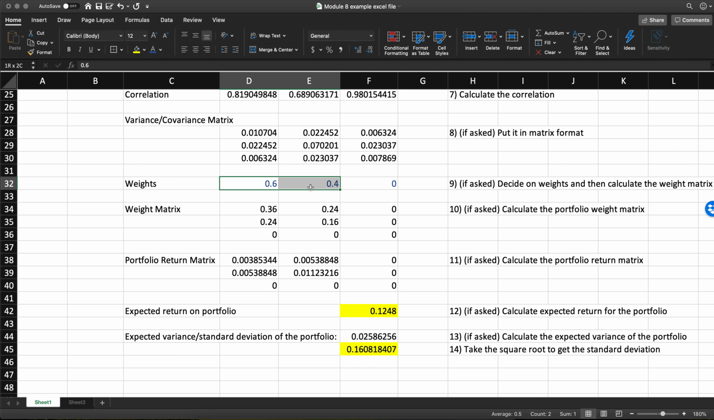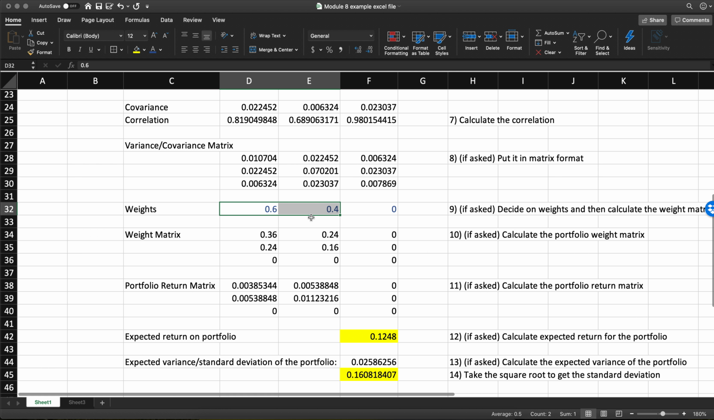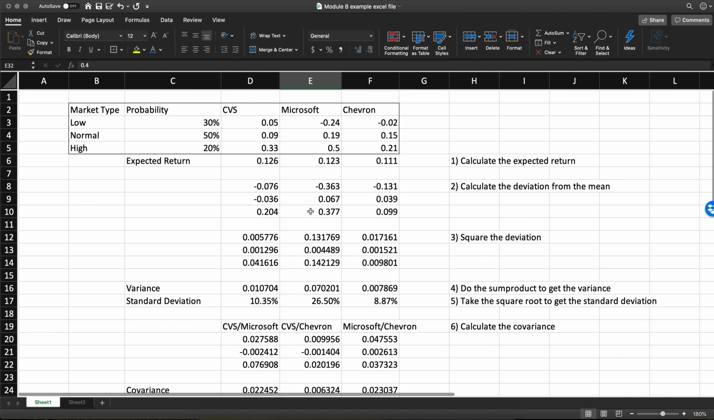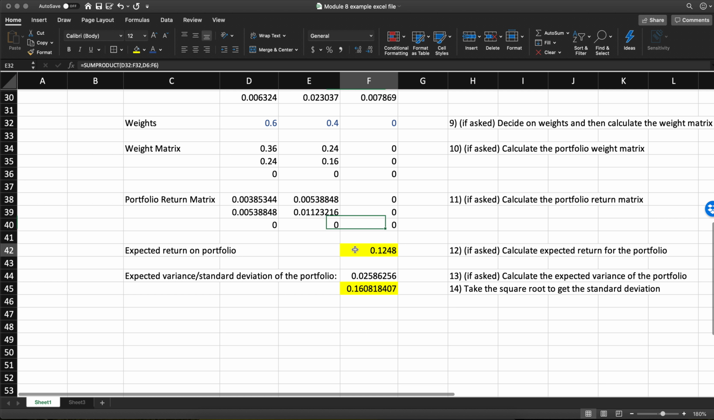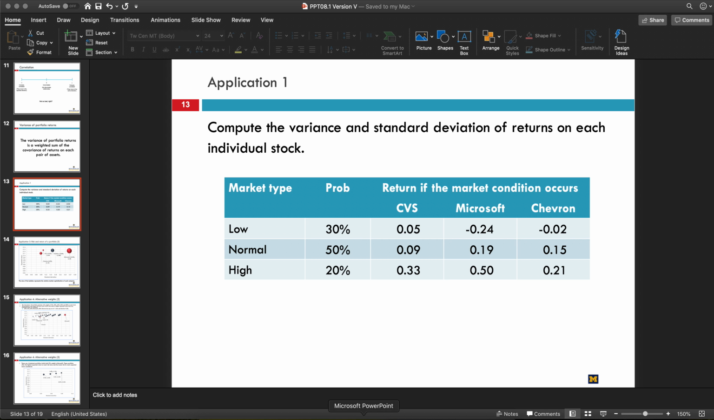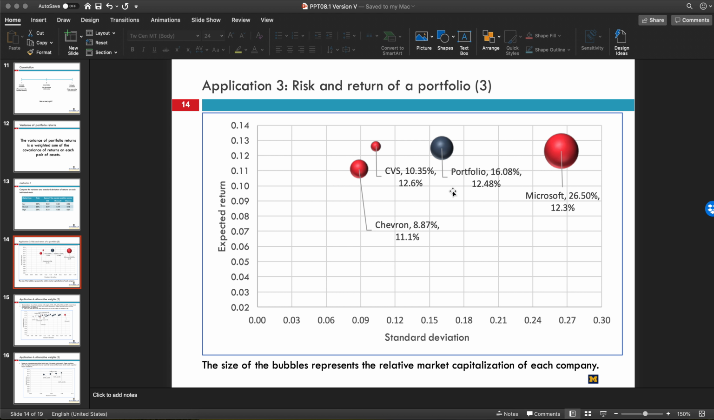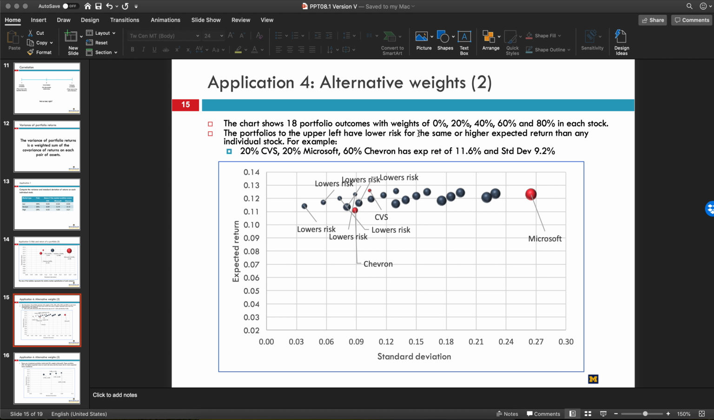He creates a sample portfolio with a weight on CVS of 60% and a weight on Microsoft of 40%. And when he does that, he gets an expected portfolio return of 12.48 and a standard deviation of 16.08. If you look at this picture right here, the standard deviation is 16.08 and the portfolio return is 12.48. And then if you do it a bunch of times with a bunch of different weights for each stock, you end up with all these little blue dots.